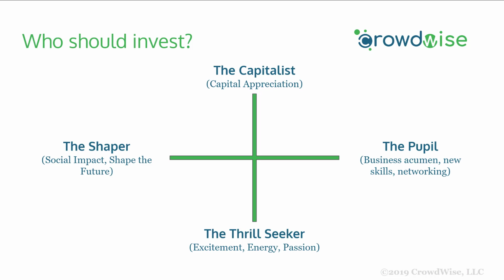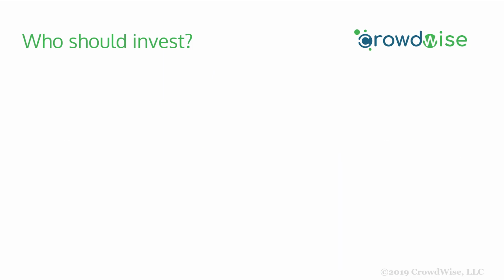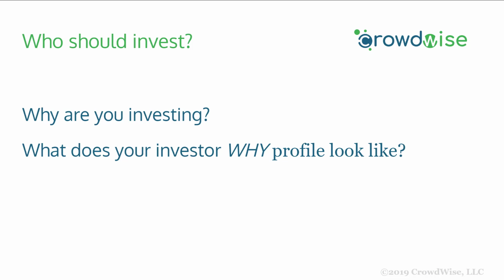So think about this. Ask yourself now, where do you think you fall on these various axes? Are you perhaps more of a capitalist and looking to gain some of that excitement and energy? Or are you perhaps looking to invest more because you want to give back, social impact investing, or helping to shape the future? Having a good understanding of where you fall on these axes will help to shape your investment strategy as you get started. So ask yourself, why are you investing? And what does your why profile look like?